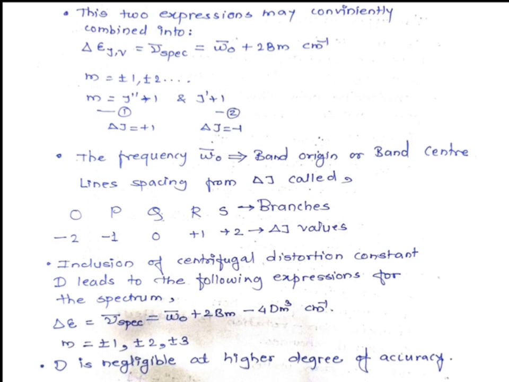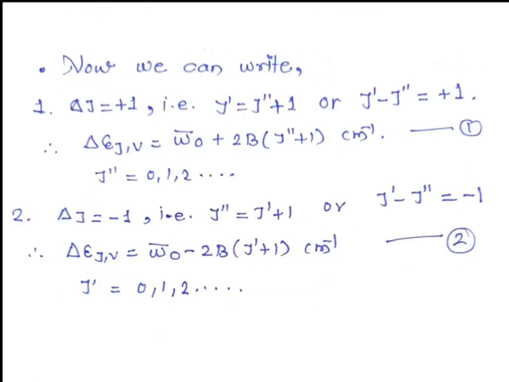After that, we have taken the combined equation of these two energies, omega bar 0 plus twice Bm, and we have seen one series, OPQRS. These are the branches. When observed, the delta J value is minus 2, minus 1, 0, plus 1 and plus 2. Then we have taken the case when there is a centrifugal distortion: delta E spectroscopic is equal to omega bar 0 plus twice Bm minus 4 Dm cube. So D is the centrifugal distortion constant and it will be negligible when there is a higher degree of accuracy.